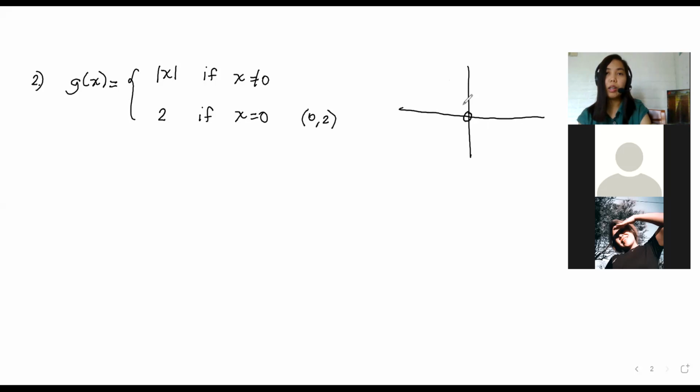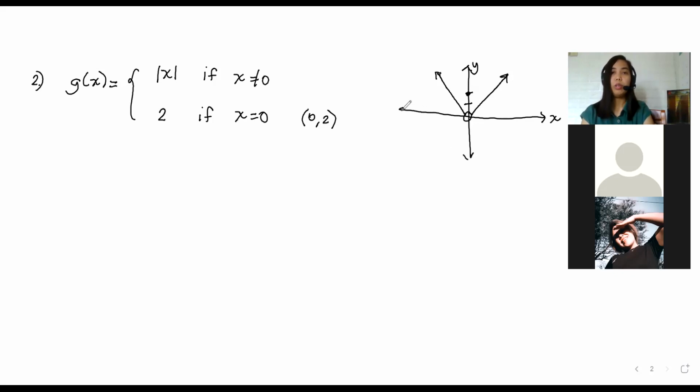So it's an open circle. And we know that the graph of absolute value is V-like. And we have a point at 0, 2.